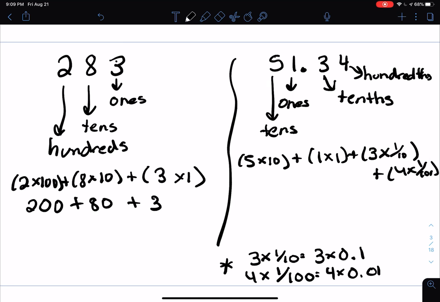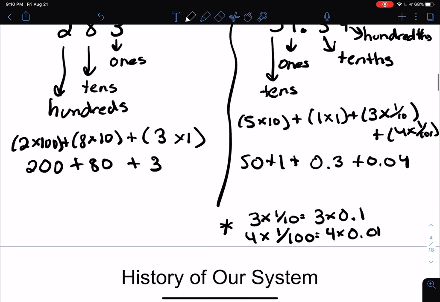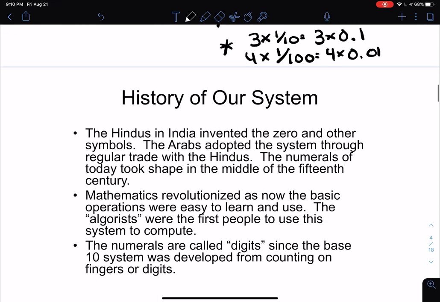It's all powers of 10. So it all involves this decimal. So you end up with 50 plus 1 plus 0.3 plus 0.04. And that all adds up to your 51.34. So that's in a nutshell what's going on here with our place value system.